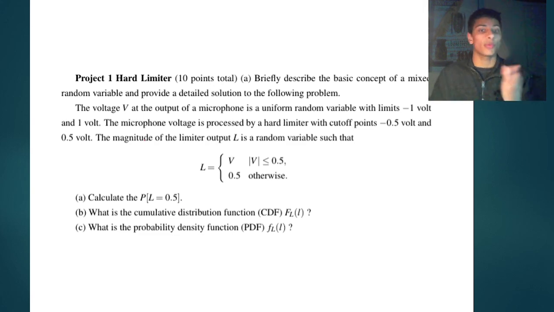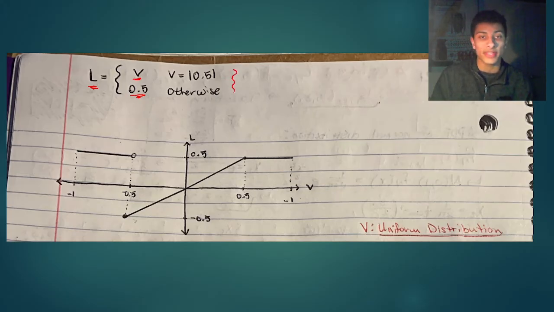This is going to be our question that we're working on today. We are given a random variable as a function of another random variable and a discrete function over here. So we can see right off the bat that this L random variable is going to be a mixed random variable, and I'll explain that in just a second. We can say right off the bat that this is going to be a mixed random variable.